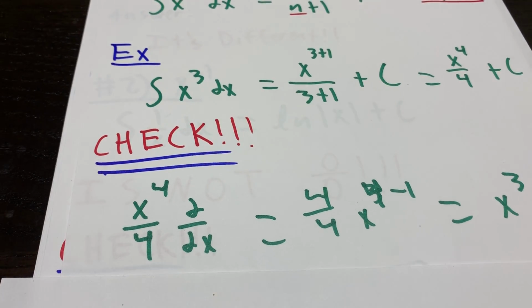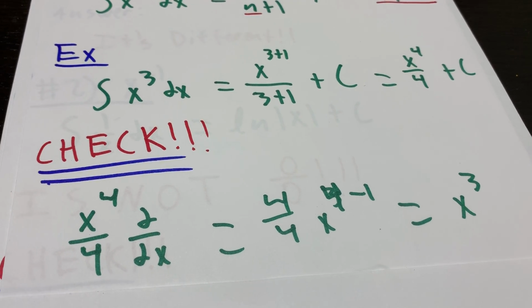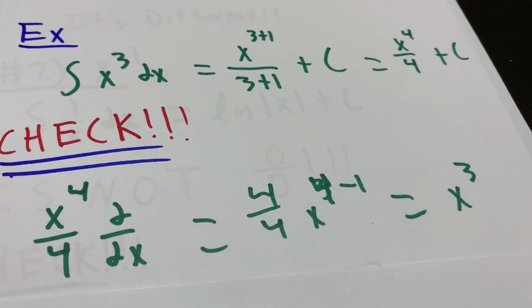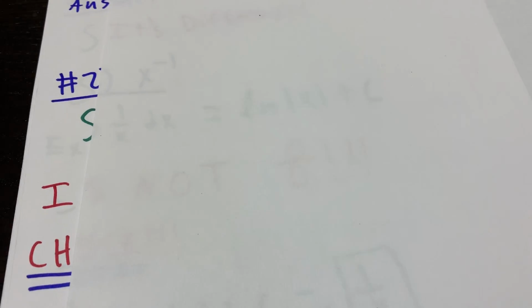So if you take the derivative of x to the 4th over 4, it gives you 4 over 4, and then the power of 4 minus 1, which is just x cubed. So 1 times x cubed is x cubed. So it works out. It's pretty cool to see that integrals and derivatives are very related to one another. And that's a perfect example of showing that.